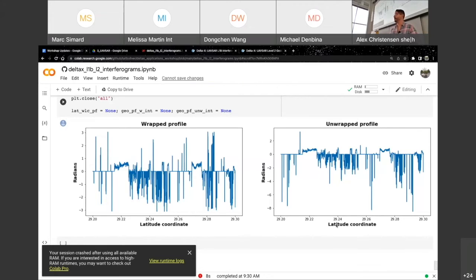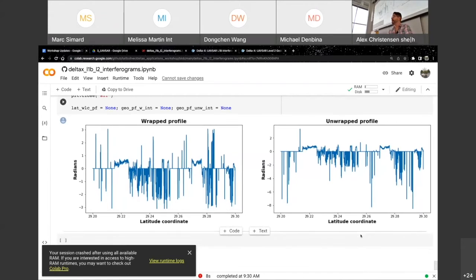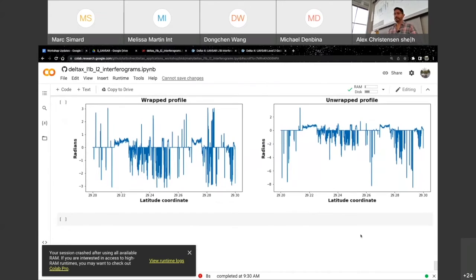Yes, yes. The question is if it's using kinematic GPS, and the answer is yes. I'm sorry, I couldn't hear you. Just repeating the question. Any other questions? I heard Alex here in front.